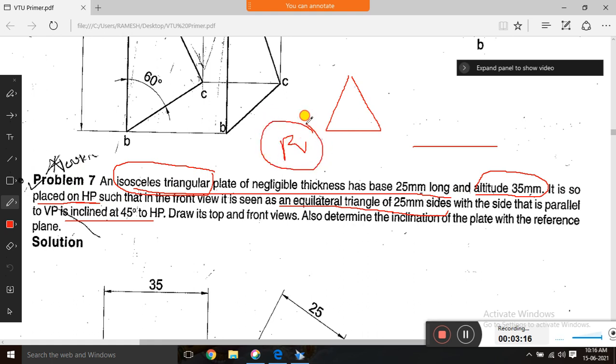And second thing, they have not given inclination for VP. Instead of VP inclination they have given that it appears like an equilateral triangle. This is an isosceles triangle, meaning two sides are equal, and it becomes an equilateral triangle in the second position. That is what is given. And the third position is as usual inclined at 45 degrees, that is in the third position. Clear? Yes, we'll start the problem.